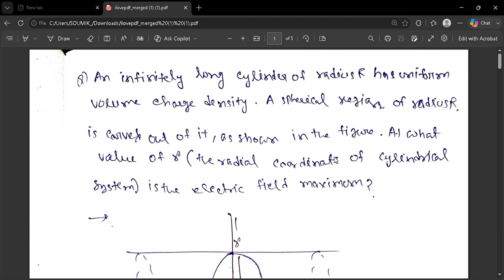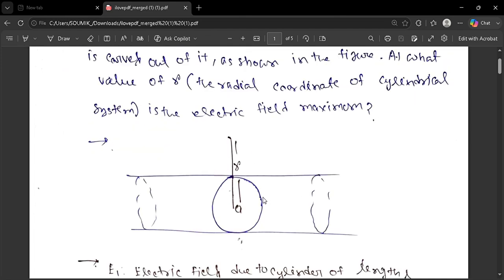So let's start. The first question is that an infinitely long cylinder of radius capital R has uniform volume charge density. A spherical region of radius capital R is carved out of it as shown in the figure. At what value of small r, the radial coordinate of the cylindrical system, is the electric field maximum?